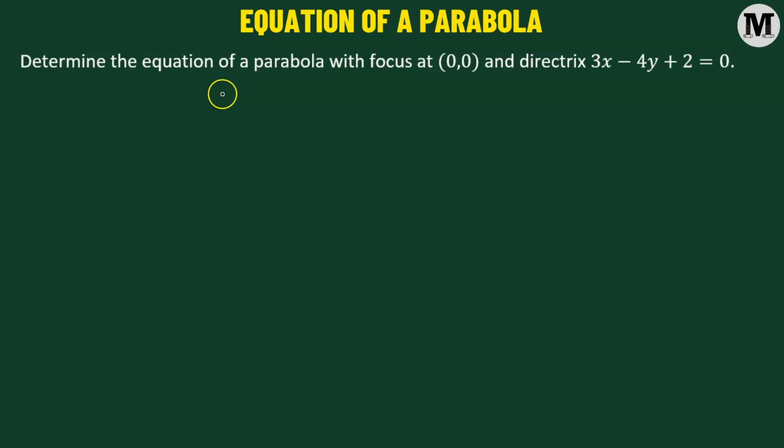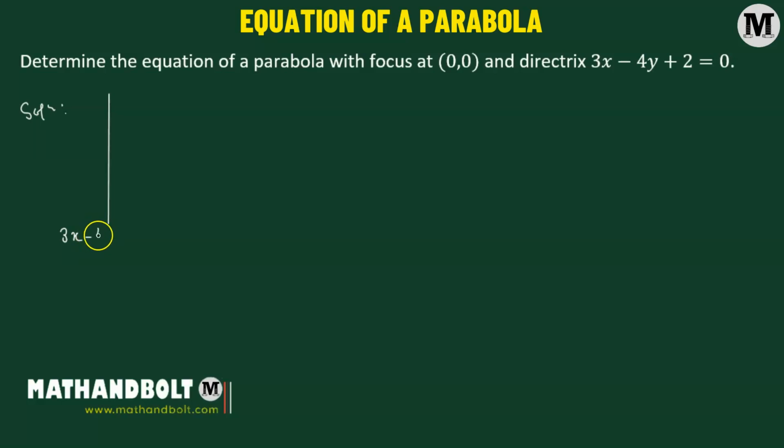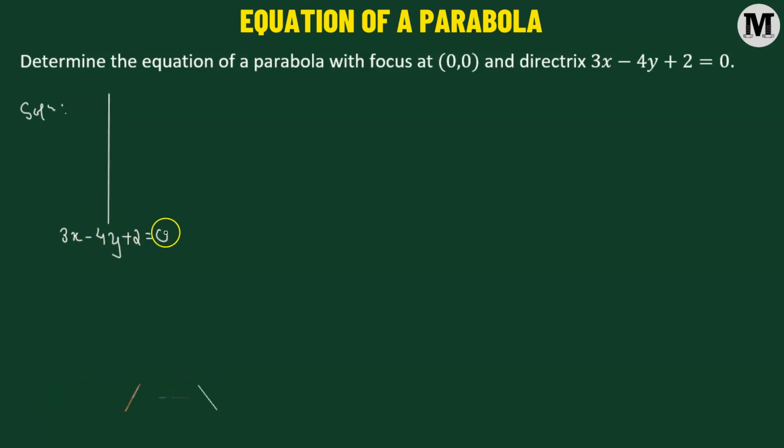So in this problem, we need to determine the equation of a parabola with focus at the origin, and the equation of the directrix is given to us. Let us begin. Let's try to understand this problem graphically. We'll begin by considering a straight line. This is the directrix, whose equation is given as 3x minus 4y plus 2 equals 0.